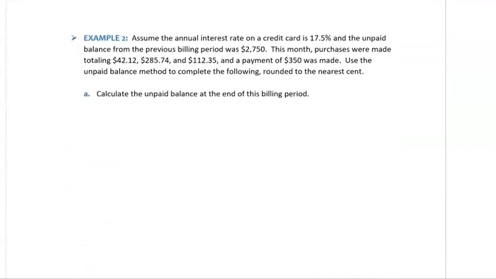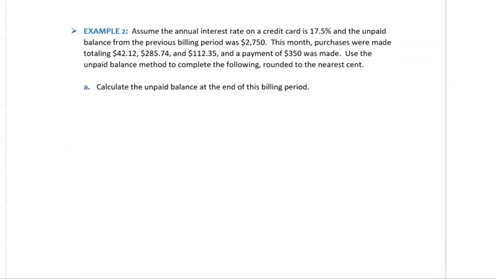Example 2. Assume the annual interest rate on a credit card is 17.5% and the unpaid balance from the previous billing period was $2,750. This month, purchases were made totaling $42.12, $285.74, and $112.35, and a payment of $350 was made. Use the unpaid balance method to complete the following rounded to the nearest cent. Part A, calculate the unpaid balance at the end of this billing period.